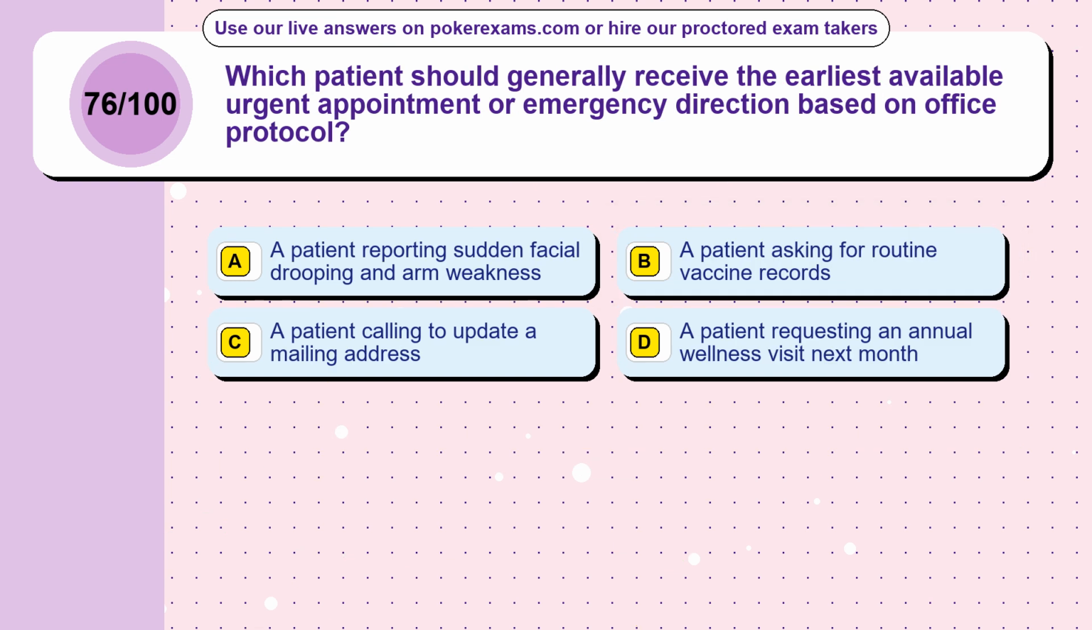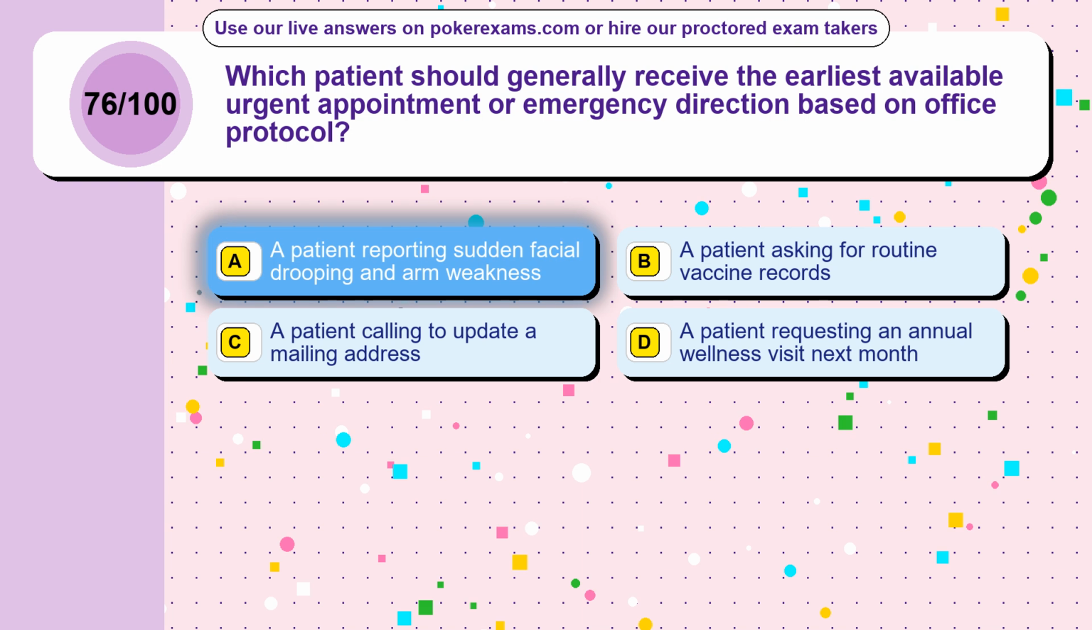Question 76. Which patient should generally receive the earliest available urgent appointment or emergency direction based on office protocol? Option A. A patient reporting sudden facial drooping and arm weakness. Option B. A patient asking for routine vaccine records. Option C. A patient calling to update a mailing address. Option D. A patient requesting an annual wellness visit next month.